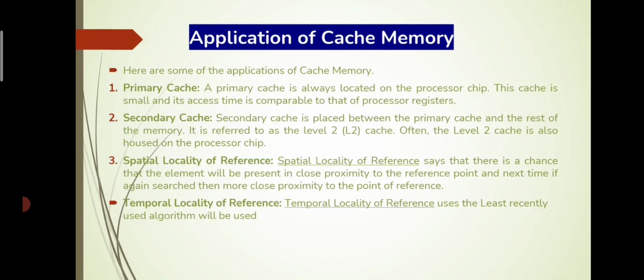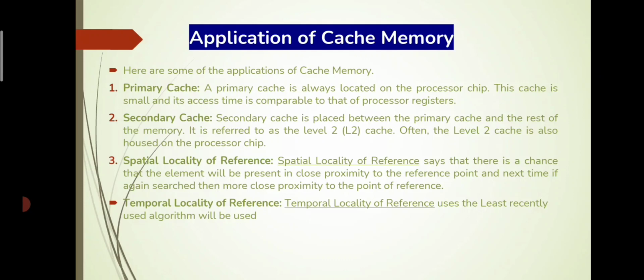Let's see some of the applications of cache memory. First one is primary cache. The primary cache is always located on the processor chip. The cache is small and its access time is comparable to that of processor registers. Secondary cache. Secondary cache is placed between the primary cache and the rest of the memory. It is referred to as level 2 cache. Often the level 2 cache is also housed on the processor chip.